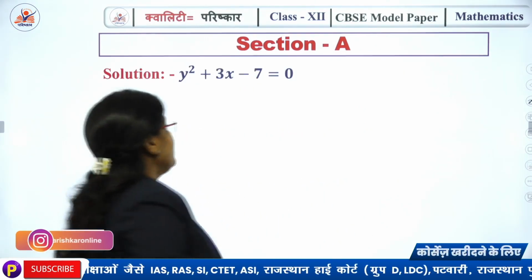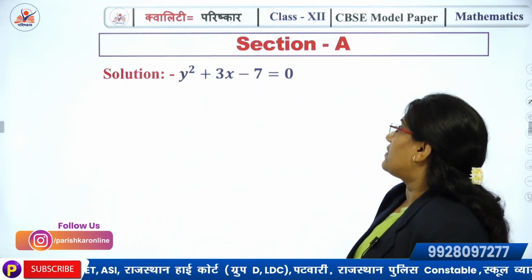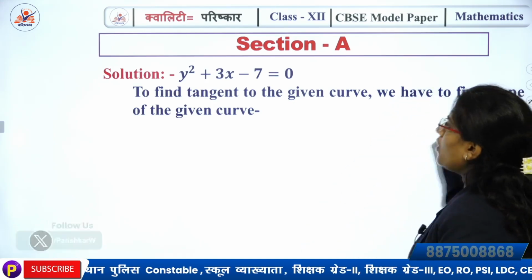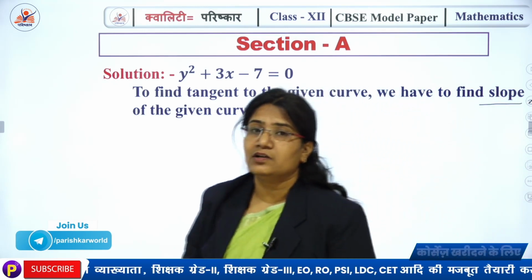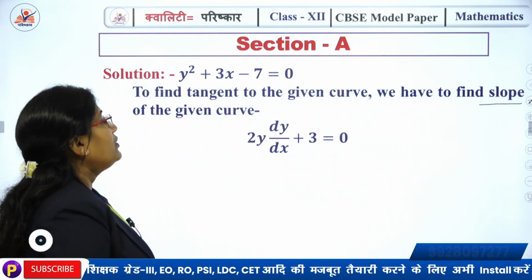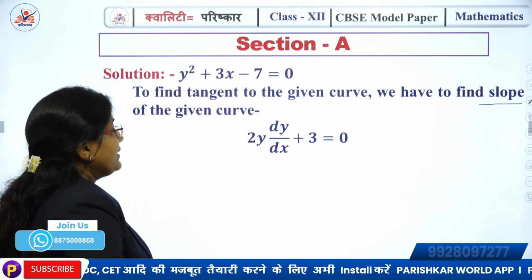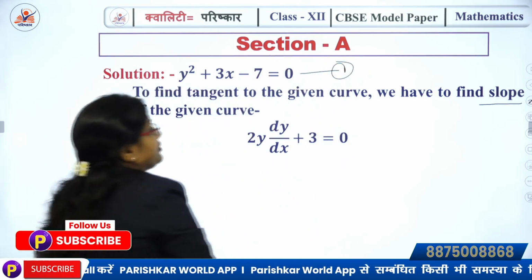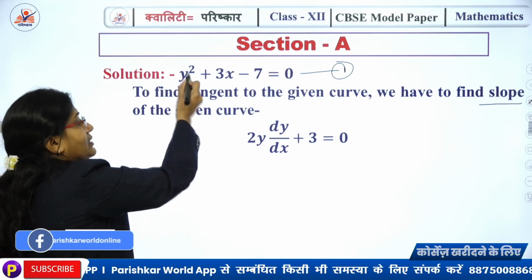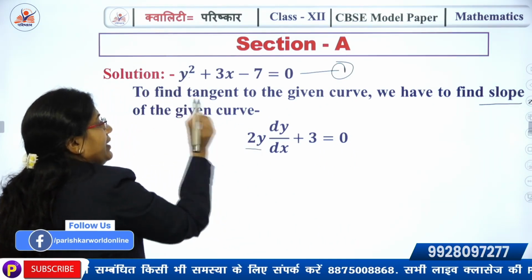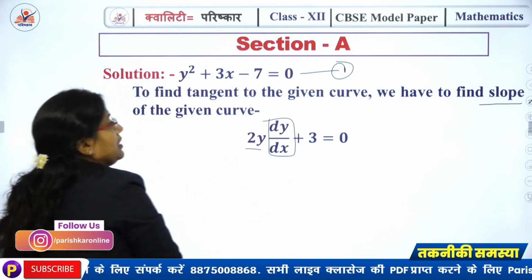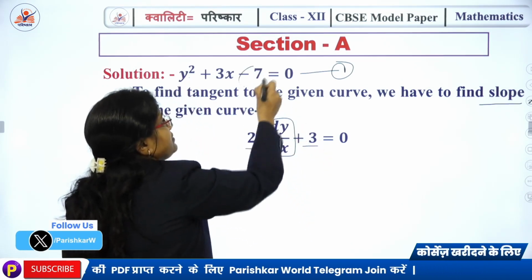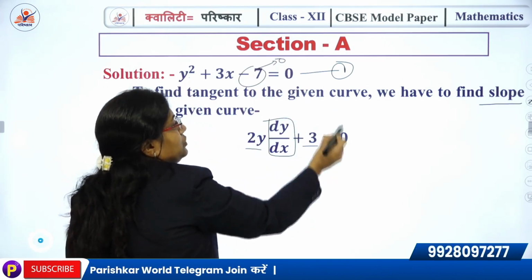Let's see, students. We have been given the equation y square plus 3x minus 7 equal to 0. To find the tangent to the given curve, we have to find the slope of the given curve. And what is the slope of the given curve? We will find the value of dy by dx. For finding dy by dx, we should differentiate this equation with respect to x. Differentiation of y square is 2y times dy by dx, plus differentiation of 3x is 3, and the differentiation of minus 7 is 0, equal to 0.